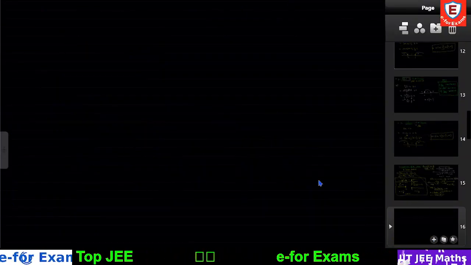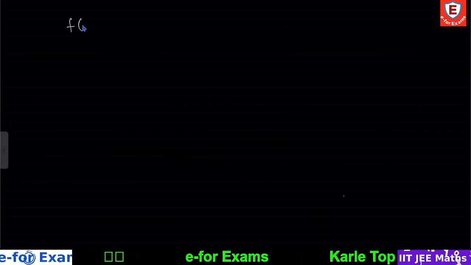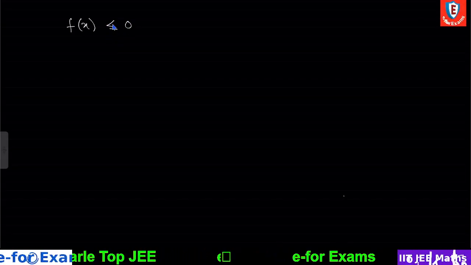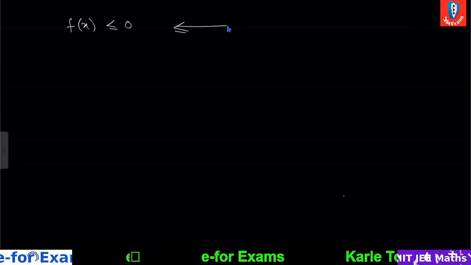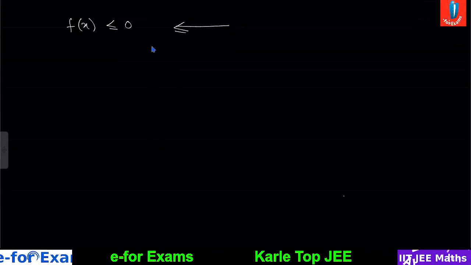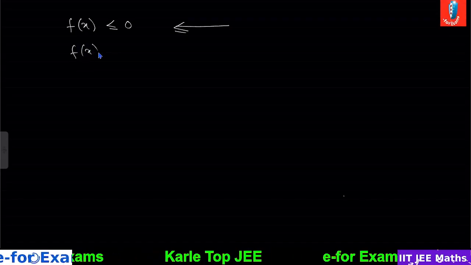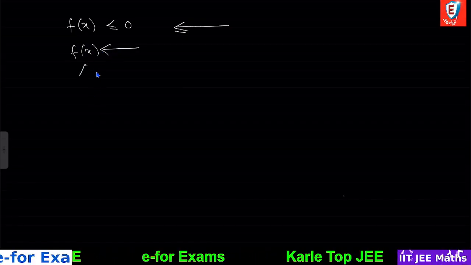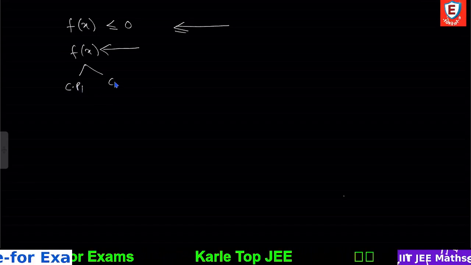And what if the arrow is toward the function? Suppose this is the function, and it is less than or equal to 0. If we put a straight line here, it becomes an arrow, right? The arrow is coming towards the function. See here, the arrow is coming towards the function. That means converging, right? So it will have two critical points, critical point 1, critical point 2.